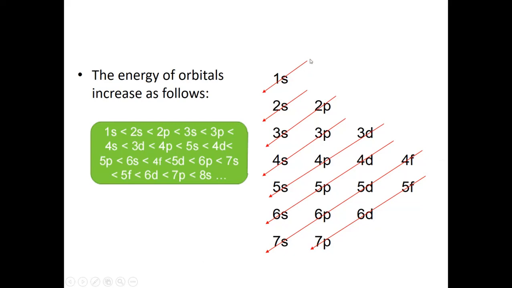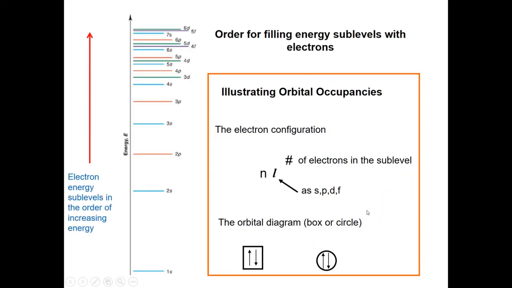So and then yang ni, ini dia punya arrow. And order for filling energy sublevel with electron. So they start from here: 1s, 2s, 2p, 3s, 3p, 4s, 3d semua ni. Maksudnya yang ni energy. Energy dia akan makin increase bila sampai di orbital 6d.